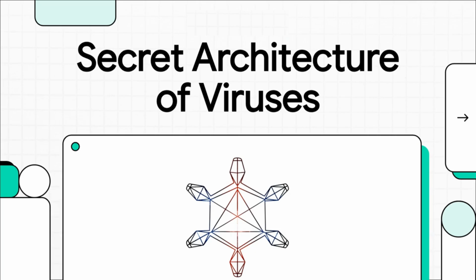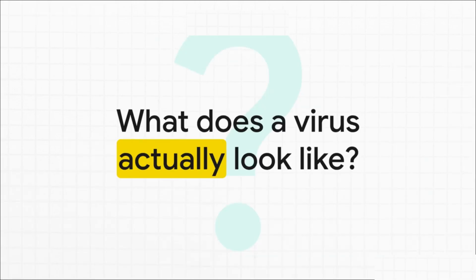Today, we're going to be nanoscale architects for a bit and uncover the hidden geometric genius behind one of nature's most effective creations, the virus. So, when you picture a virus, what do you actually see? Is it a spiky ball? Some kind of weird little spaceship? Well, the truth is, their designs are way more elegant and, frankly, ruthlessly efficient than you'd probably imagine.